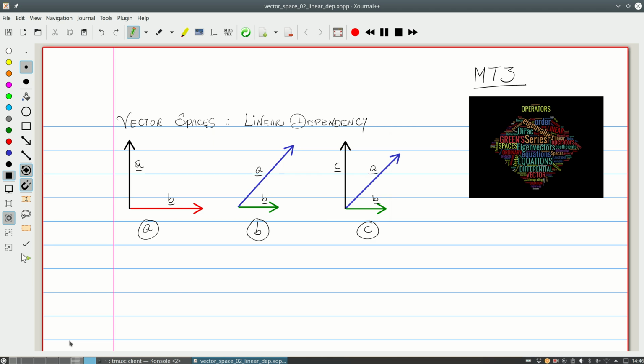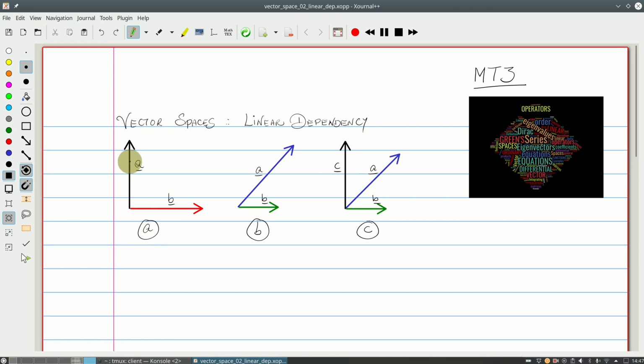Hello and welcome to MT3 again, and this is our next topic in vector spaces, linear dependency. This is again a topic which you may have seen before, but let's have a look at what we are up to here. Now, I've got three cases of vectors. These are just the usual lines with direction vectors.